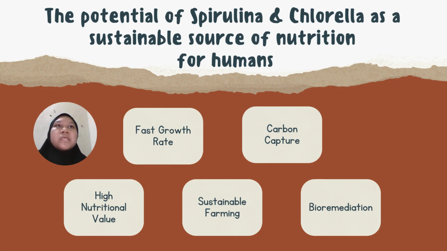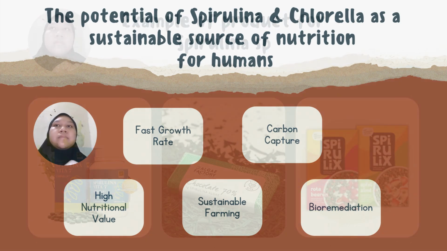They also capture carbon dioxide from the atmosphere as they grow, helping the environment. Both of them are highly nutritious, packed with nutrients such as protein, vitamins, minerals, and antioxidants. They can also be sustainably farmed in various environments, including freshwater ponds, using land and resources efficiently. Lastly, they can absorb heavy metals and toxins, aiding in water purification and pollution remediation.